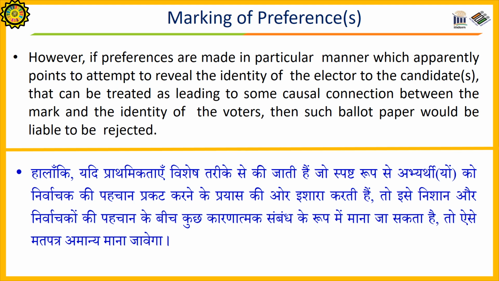However, if preferences are made in a particular manner which apparently points to an attempt to reveal the identity of the elector to the candidate, that can be treated as leading to some causal connection between the mark and the identity of the voter, then such ballot paper would be liable to be rejected.